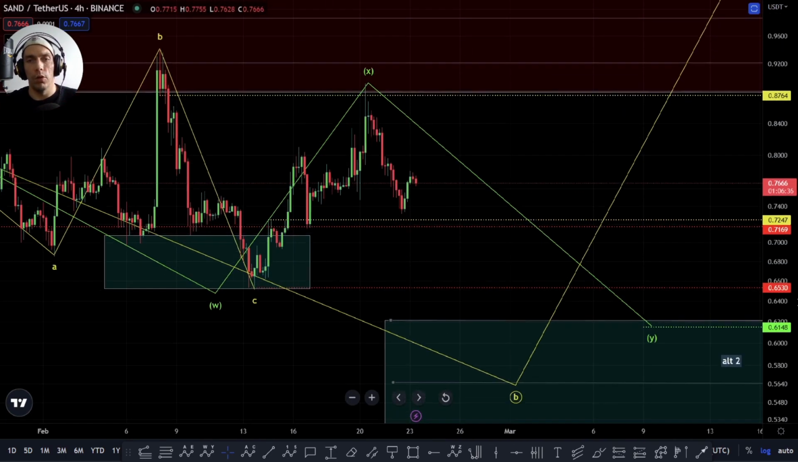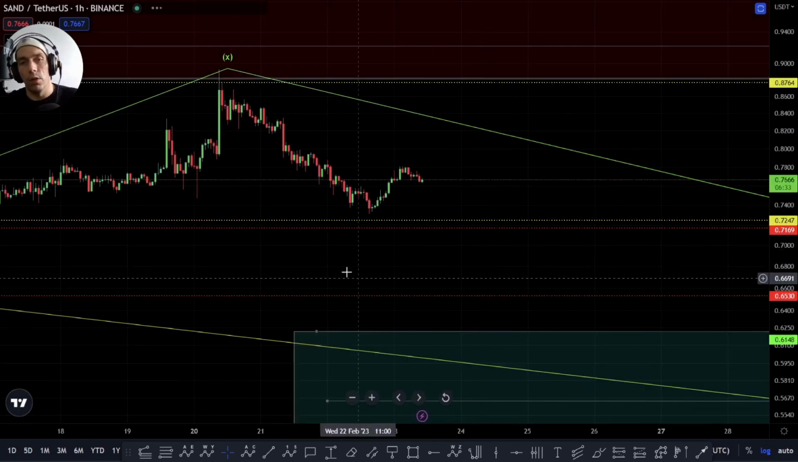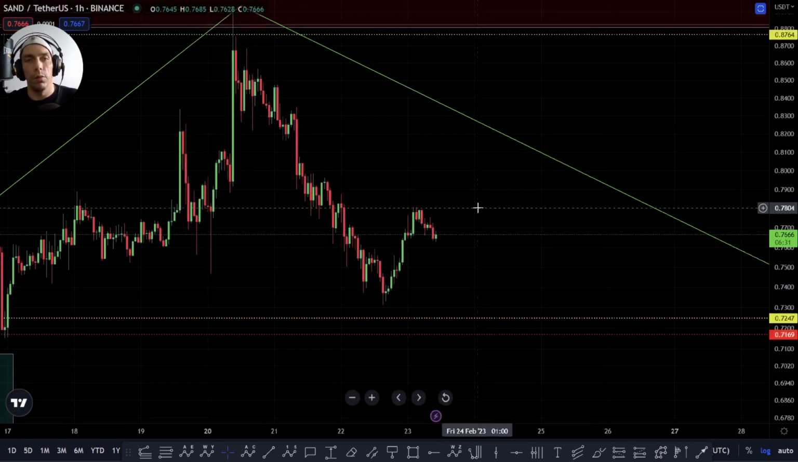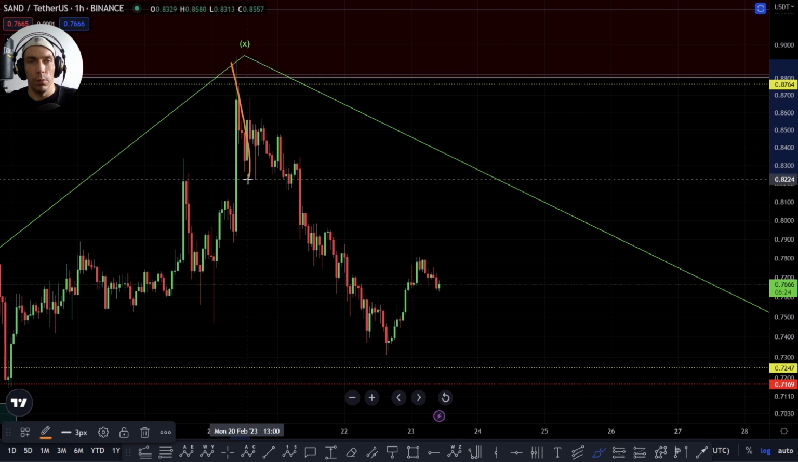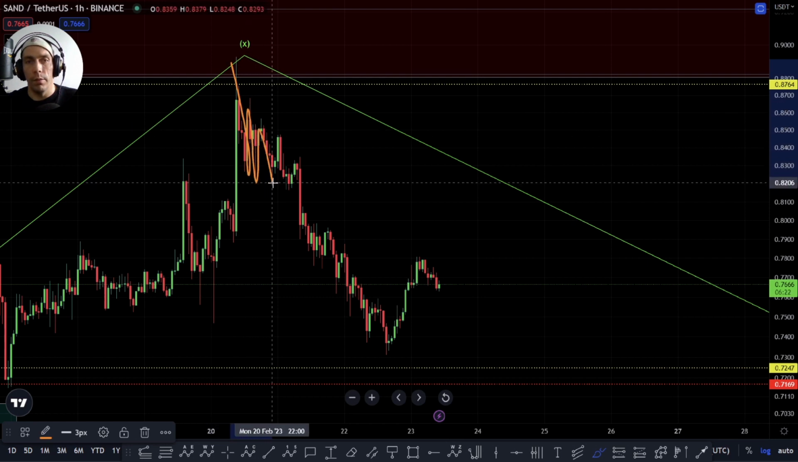So we need to watch this move currently that we have here. There is a couple of ways of counting this move to the downside. There is quite a lot of overlap here. We can argue that in the top here we have something like this, where this becomes a 1, 2, 3, 4, and a 5 as a diagonal.